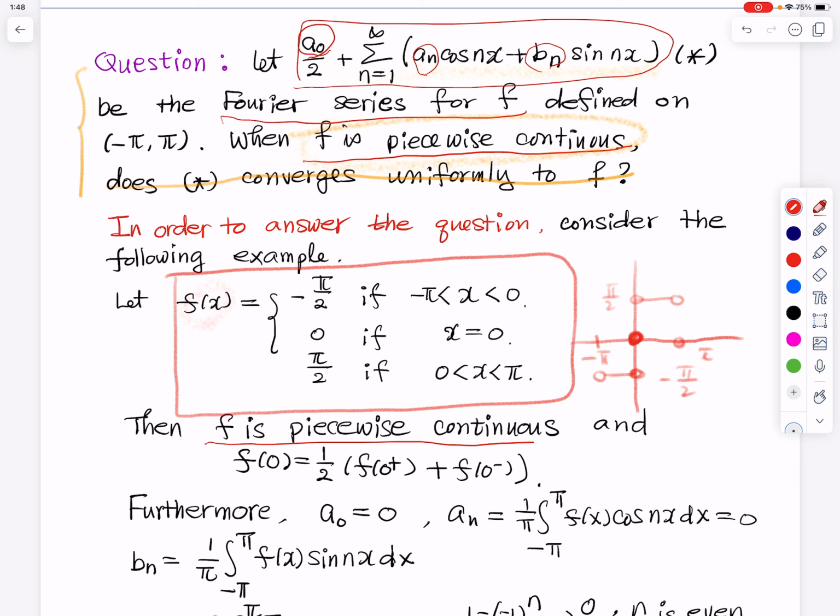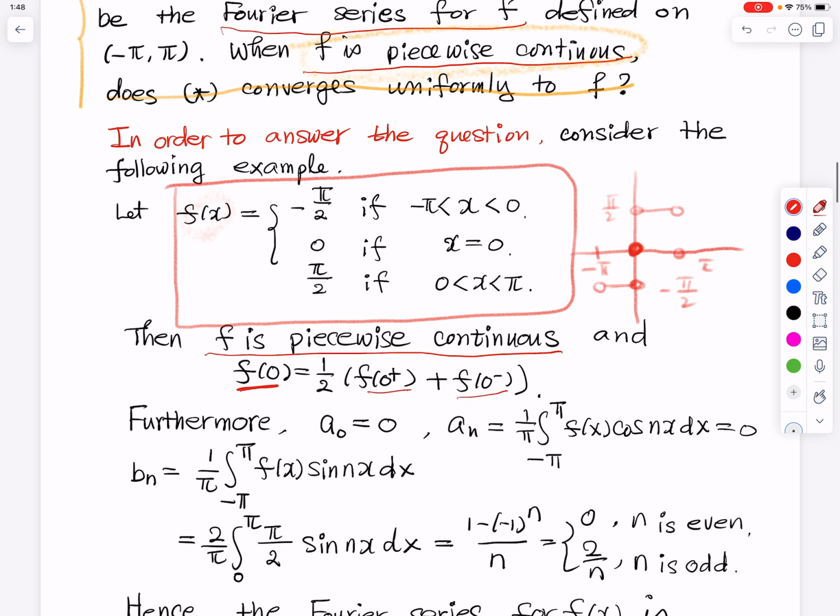You can easily check. And then our f at 0 is defined to be the average of the right-hand limit and left-hand limit of f. So this is true, you just calculate. And then I just compute A0. You look at the A0, it's obviously 0. And then you compute the An. Cosine nx is an even function, this function is odd. That becomes 0.